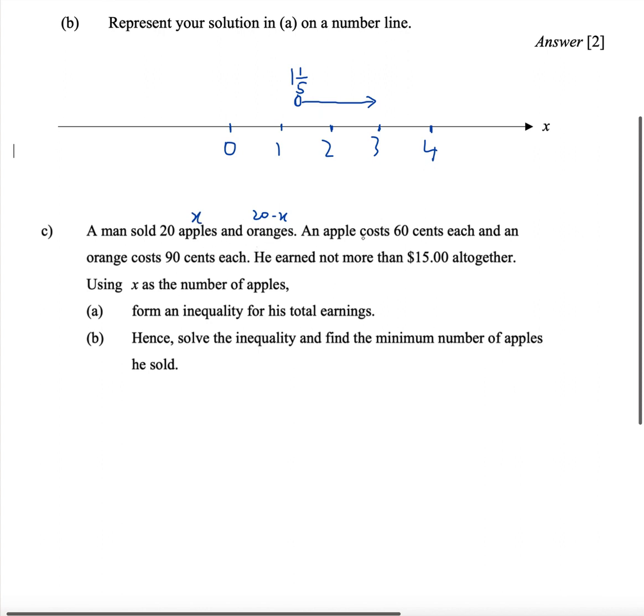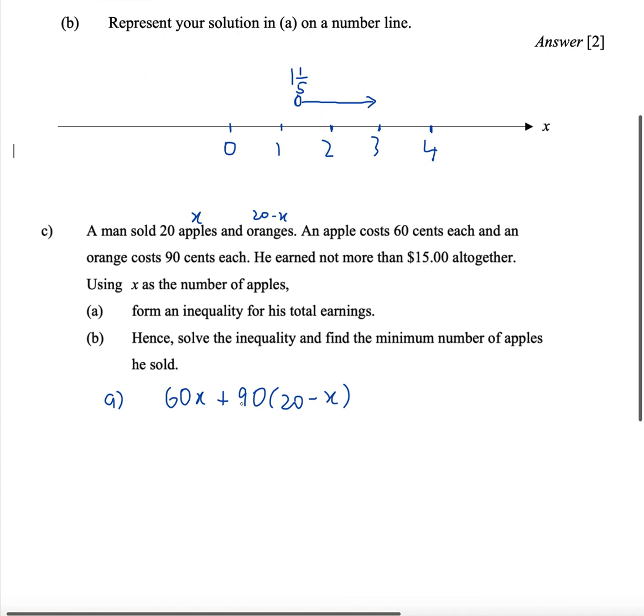Now, one apple costs 60 cents. So the total cost of the apples is 60x. One apple, 60 cents, x apples, 60 times x. Similarly, we have 90 cents for an orange. So 90 cents times the number of oranges, which is 20 minus x. Okay, and this is the total cost, which is $15.